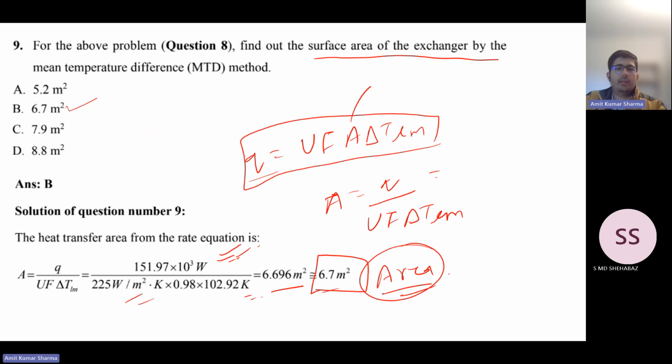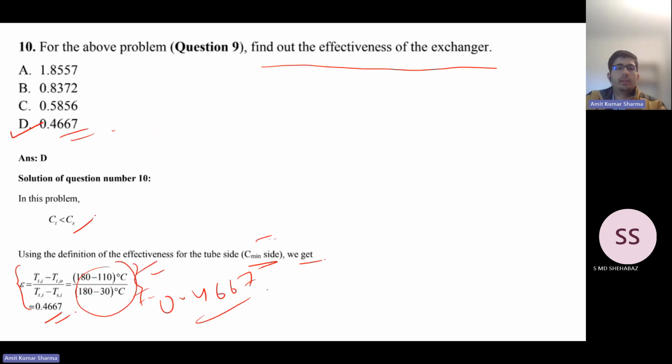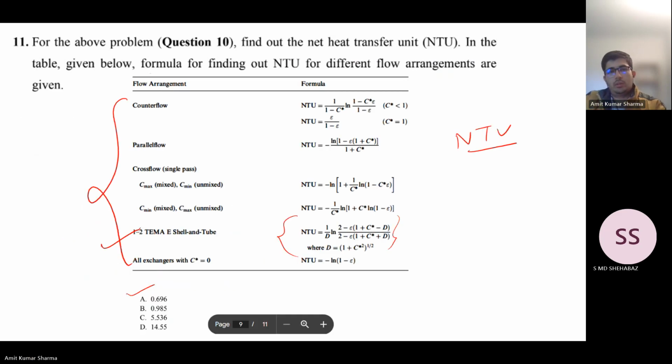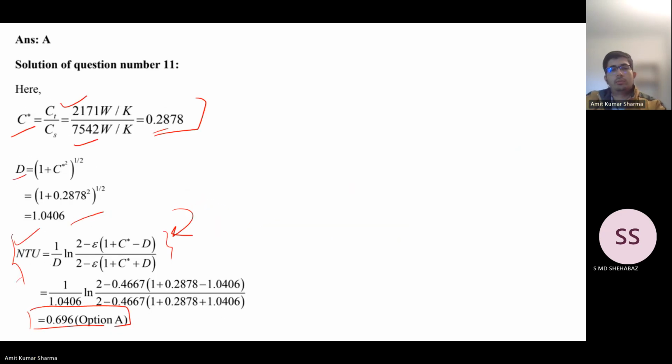Now you have MTD, F, LT, Q, U, so calculate the area required. You have the area, so calculate the effectiveness. With the temperatures also, you can convert to the effectiveness of the heat exchanger. Now apply the formula for NTU. You can calculate the NTU using the formula and the data.